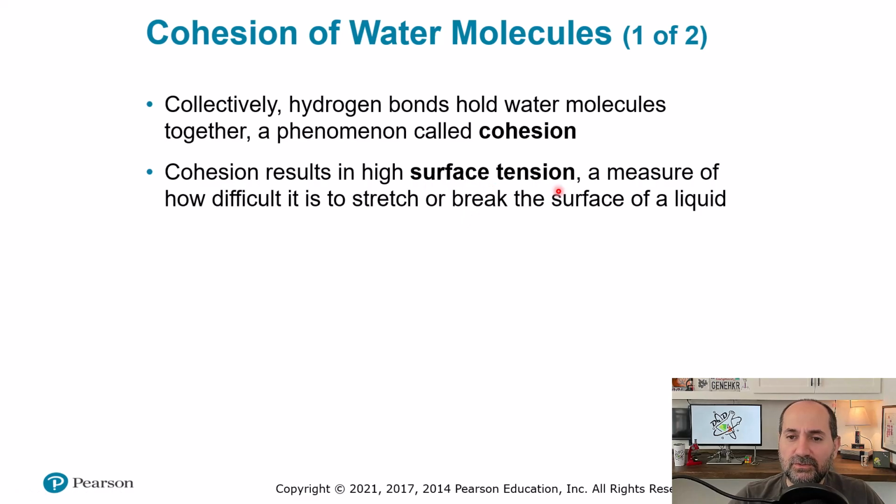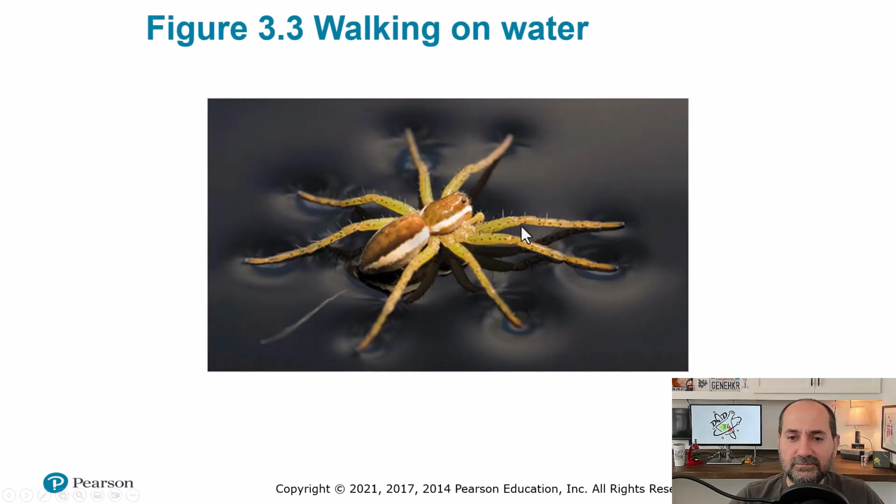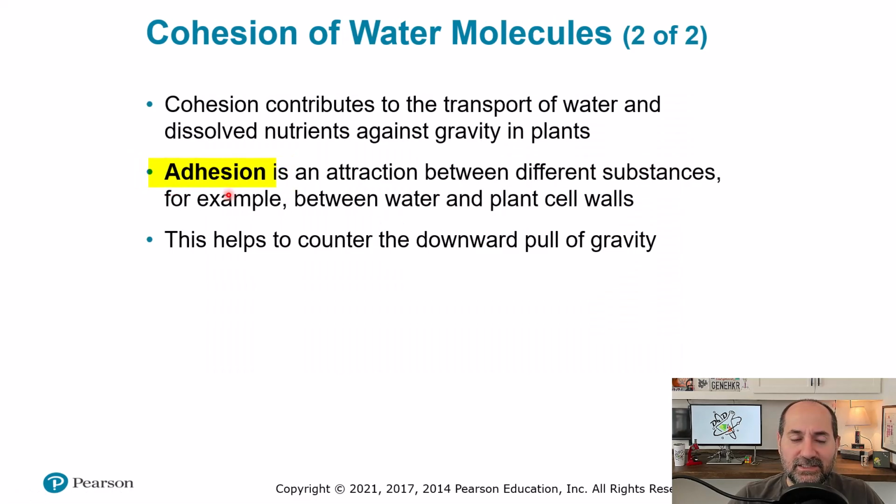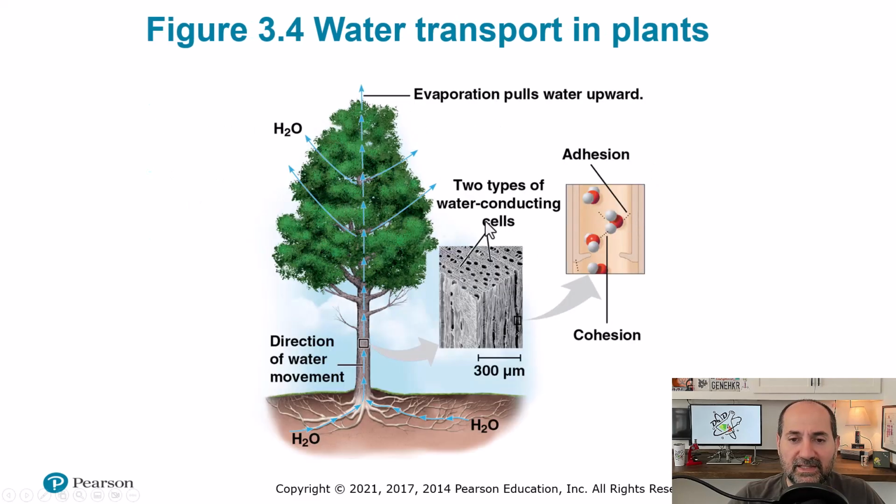And cohesion is responsible for surface tension, a measure of how difficult it is to stretch or break the surface of a liquid. Adhesion, you should know, is water sticking to other substances. So, for example, if water sticks to glass or water sticks to plant cell walls, this is adhesion. And the combination of cohesion and adhesion is what allows plants and trees to draw water up from the roots all the way up to the top parts of the tree. The reason they keep moving is because at the tips, at the leaves, evaporation occurs. And when that evaporation occurs, that frees up more space for more water to crawl up the tree.